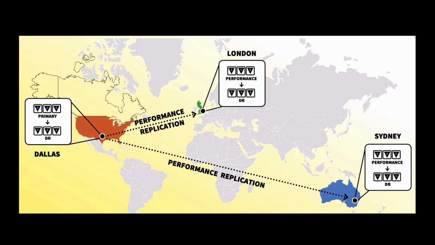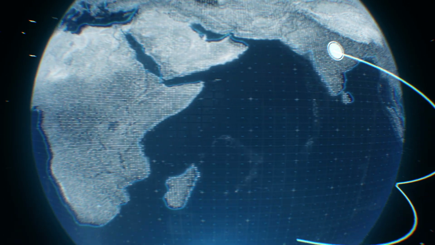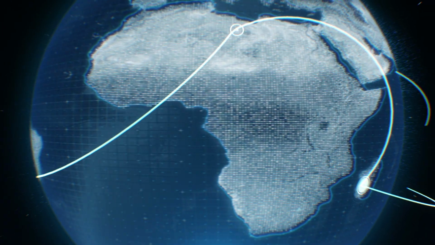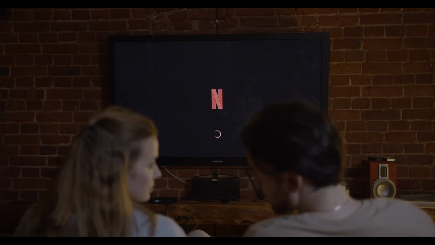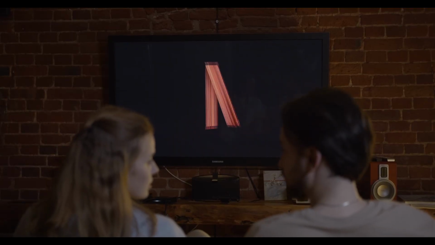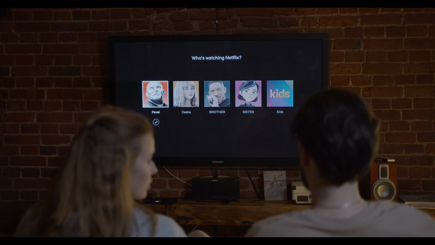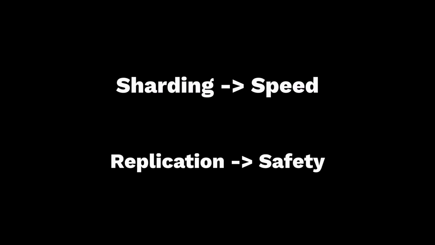They even go a step further. They replicate your data across different parts of the world. So if an entire data center in New York goes offline, your app simply connects to a copy of your data in Ireland. You keep watching, and you never even notice the failure. So we have sharding for speed and replication for safety.